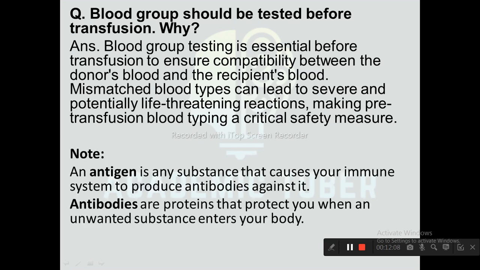Okay, so here is the definition of antigen and antibody. An antigen is any substance that causes your immune system to produce antibodies against it, whereas antibodies are proteins that protect you when an unwanted substance enters your body.